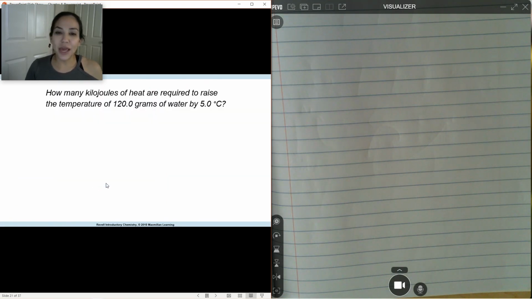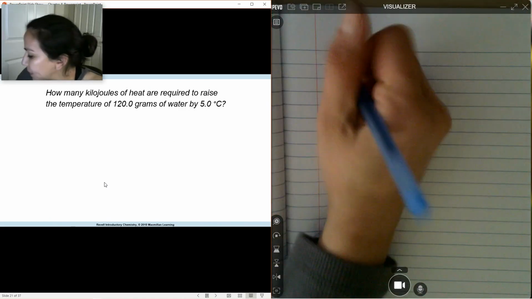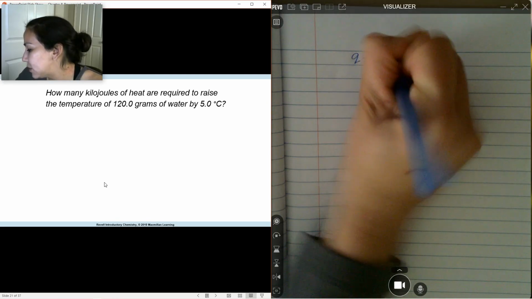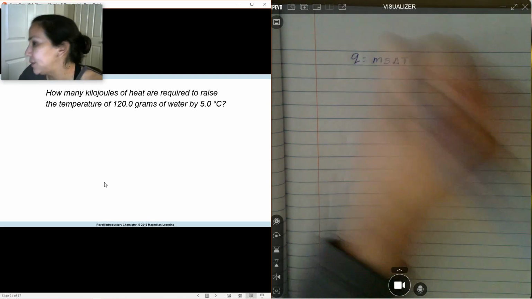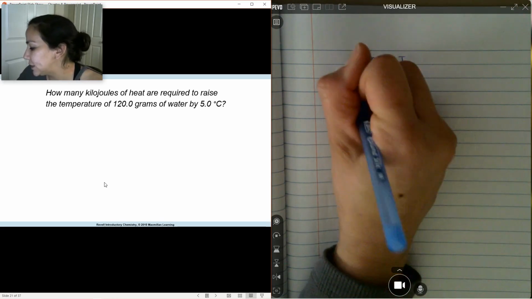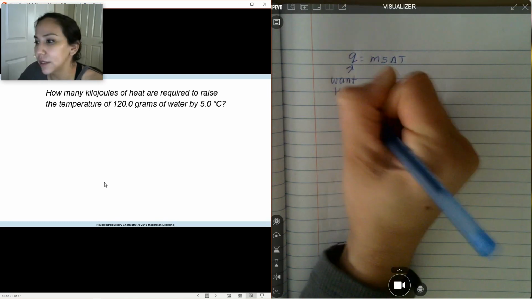All right, let's go ahead and look at this problem. How many kilojoules of heat are required to raise the temperature of 120 grams of water by 5 degrees Celsius? All right, so if we recall our equation, Q is equal to m s delta T. Okay, so we're looking for heat, Q, and we want it in kilojoules.